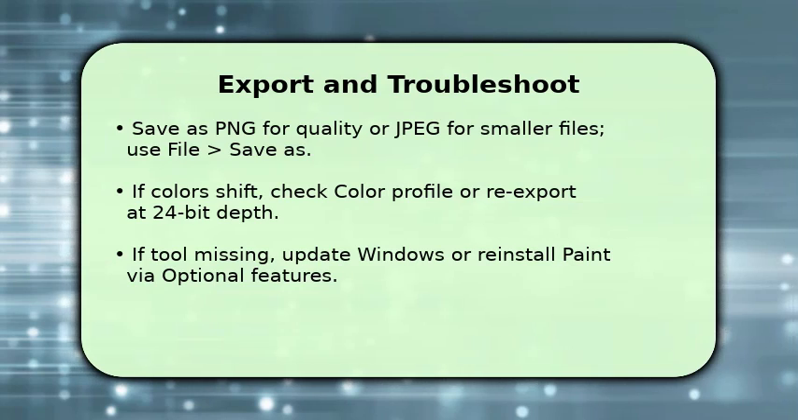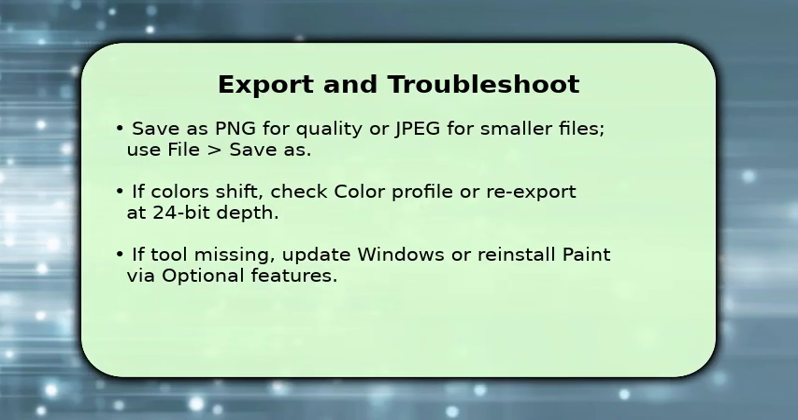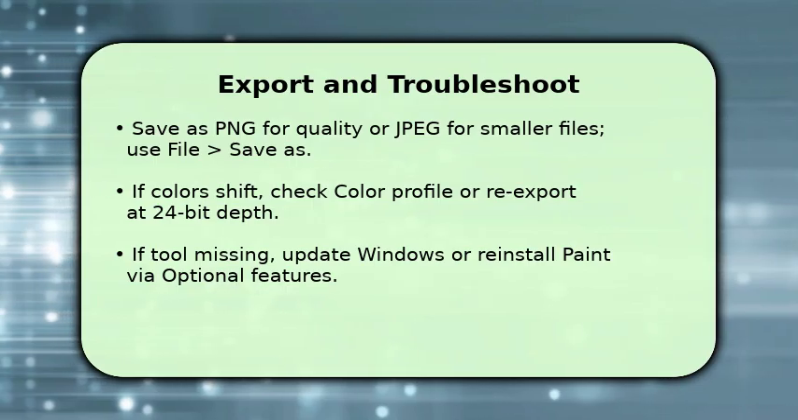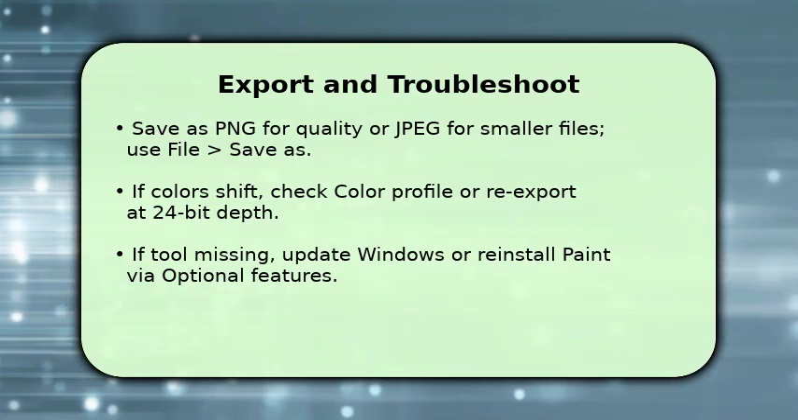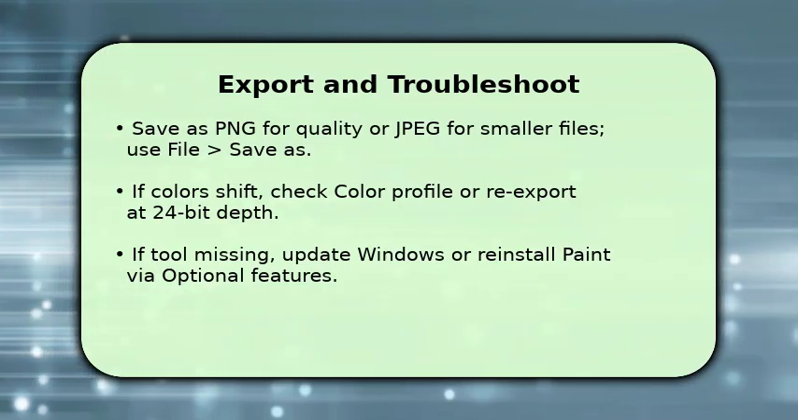Finish by exporting correctly. Choose File Save As and pick PNG for lossless quality or JPEG for smaller size. Name and confirm location. Make sure your exported image preserves colors. If you see shifts, re-export at 24-bit depth and verify display color settings.